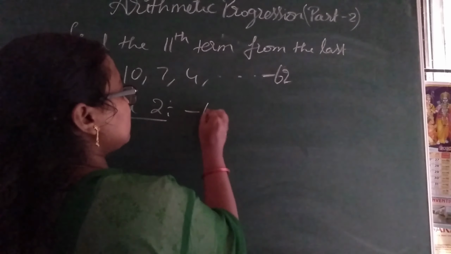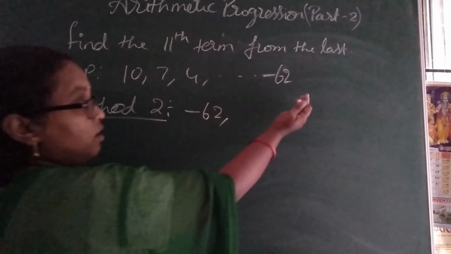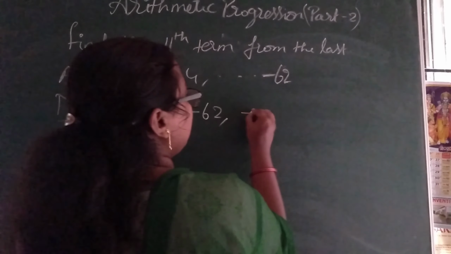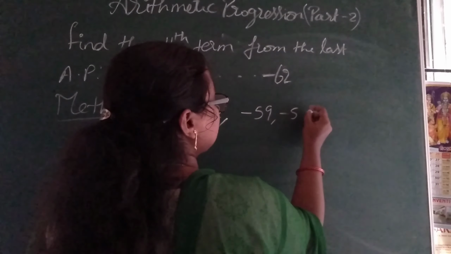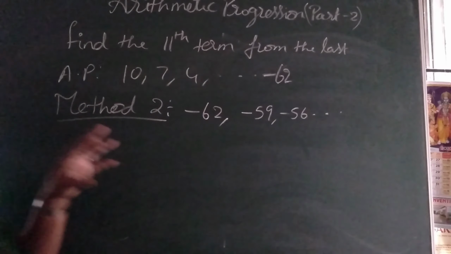So minus 62, now plus 3. Before it is minus 3, now when I am writing from the back, it will become plus. Minus 62 plus 3 is minus 59, then plus 3 means minus 56, and so on. Like this it will go.